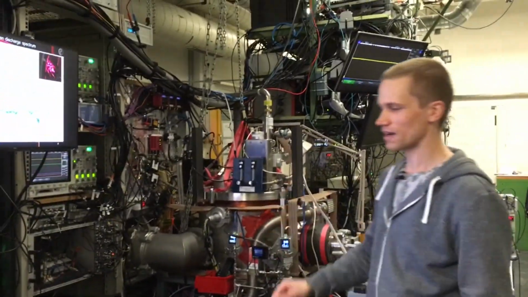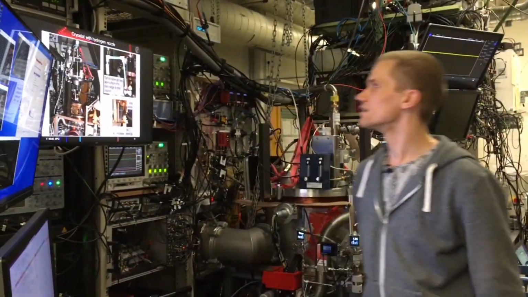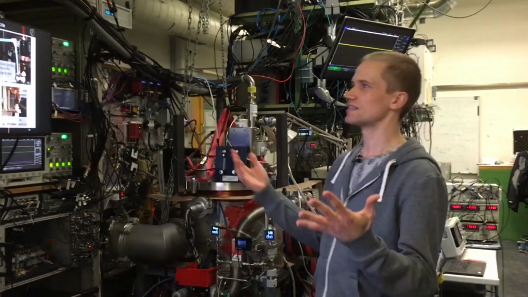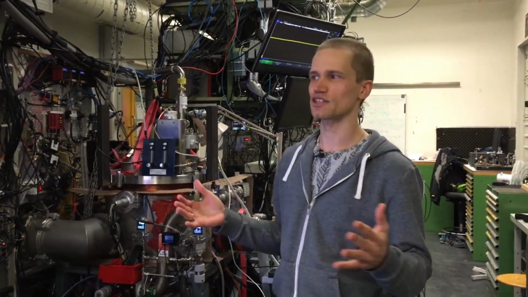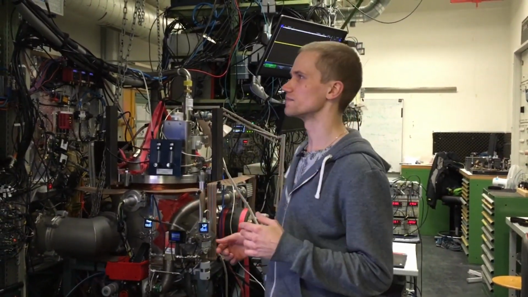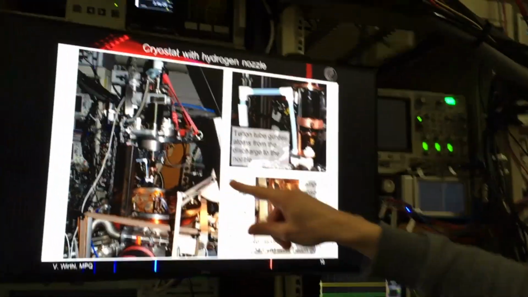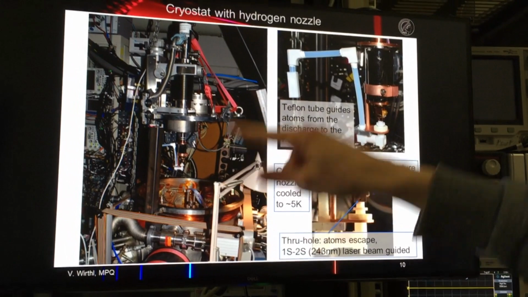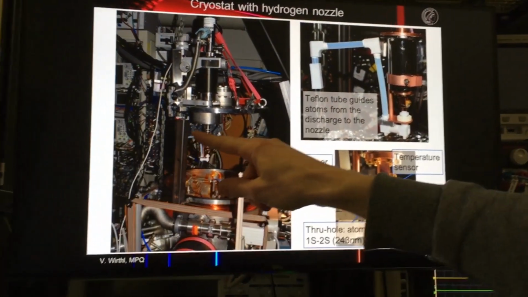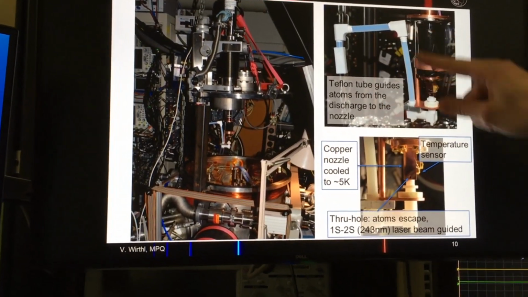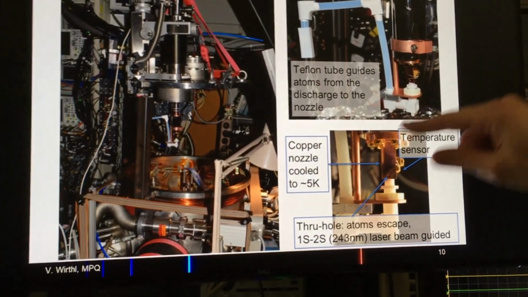Okay, so then the atoms from the discharge are being guided into the vacuum chamber via Teflon tubes. And the reason why it's Teflon, because Teflon as a material minimizes recombination back to molecules. So here, this is how it looks inside. Here on the left, I have a picture of the setup where the chamber roof is lifted up. And here you see this Teflon tube. This is more clearly seen here on the right.